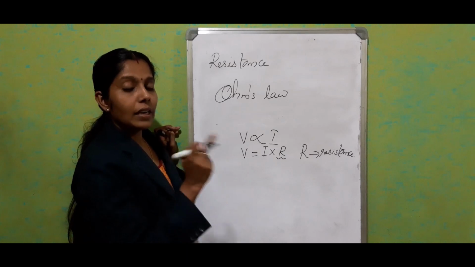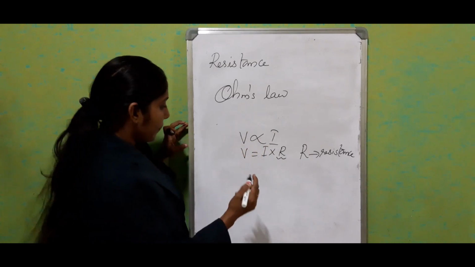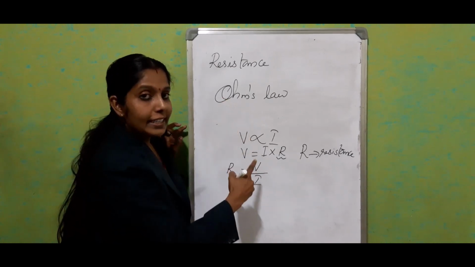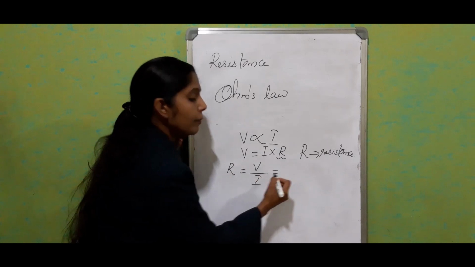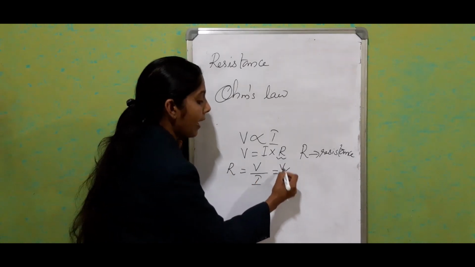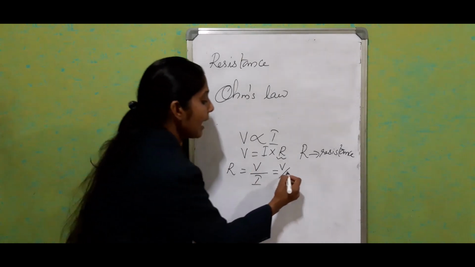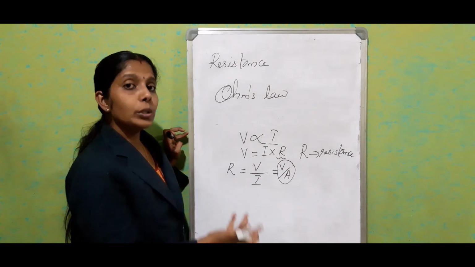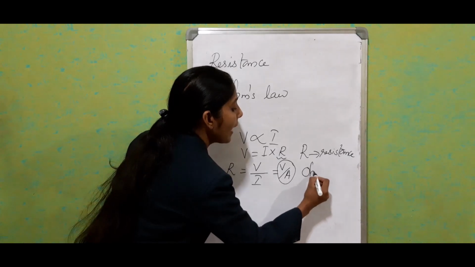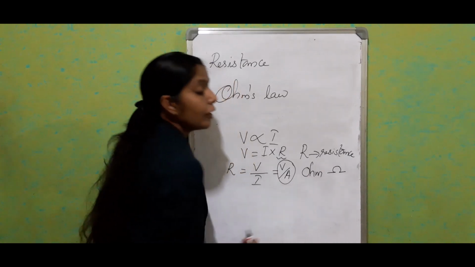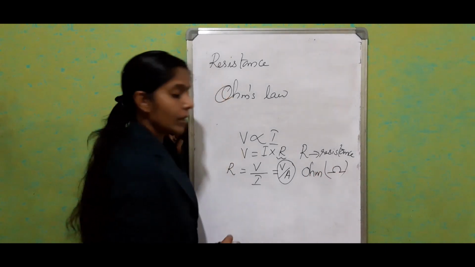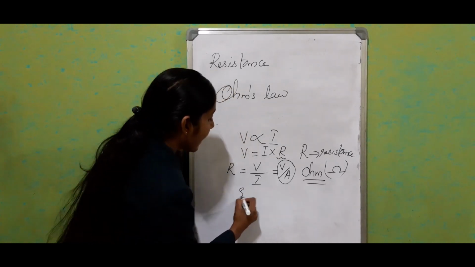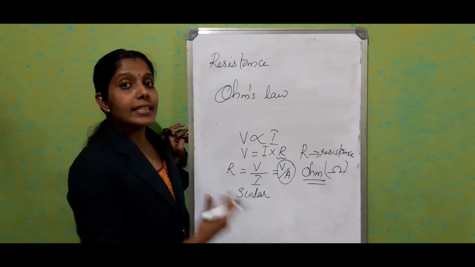From this equation, we will find out the unit of R. Okay, so what is R? R is equal to V by I. Potential difference divided by I. What is the unit of potential difference? It is V. V divided by, what is the unit of current? It is ampere. Voltage by ampere, or instead of this, we are using another unit called ohm, O-H-M, and this is the symbol we use to represent ohm. Resistance, the unit of resistance is ohm, and it is a scalar quantity.